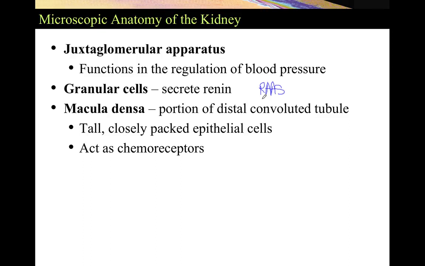absorbing water. Macula densa, on the other hand, the columnar cells that I showed you, are part of the distal convoluted tubules, or your DCT. Their job is to act as chemoreceptors to monitor your blood for different types of ions. And again, we'll discuss this in more detail when we talk about fluid balance. Just something to keep in mind for now.